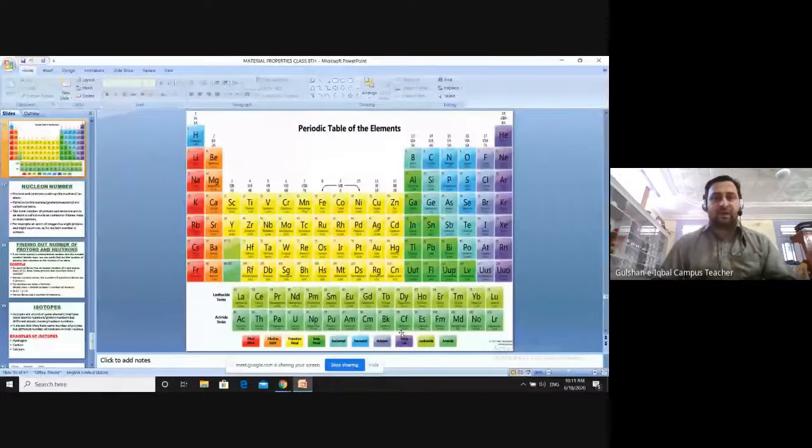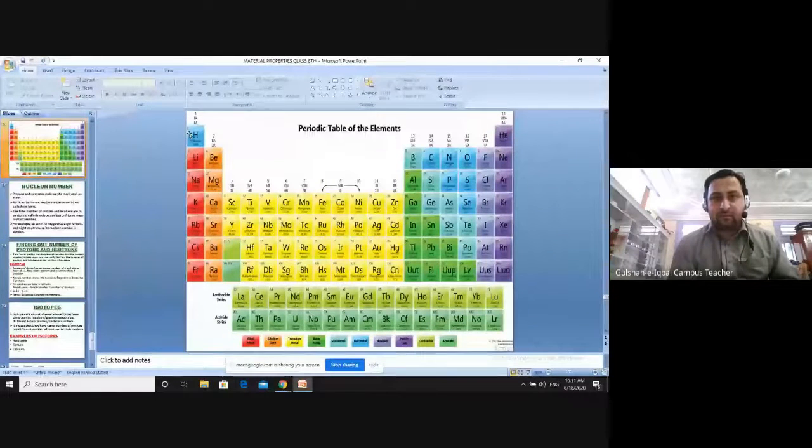Let's see the periodic table. This is the periodic table. In this periodic table you can see here, this is number 1, this is number 2, this is 3, 4, 5, 6, 7, 8, 9, 10, and so on. And you can see there 118. Up to 118, the atoms have been discovered which we have in the periodic table. You can see here, this number is called proton number.